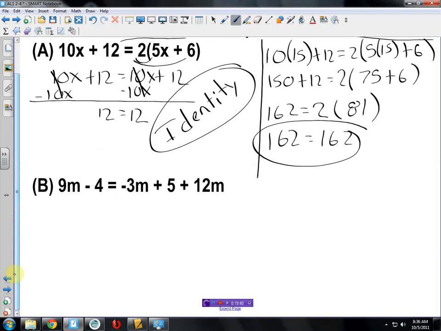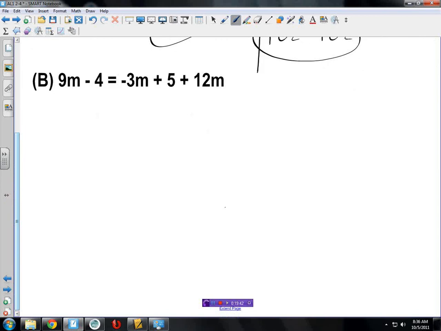Okay, let's try this one down here. Okay. What do you want to do first, Michelle? So you want plus 3m. Plus 3m plus 3m gives me 12m minus 4 is equal to 5 plus 12m.